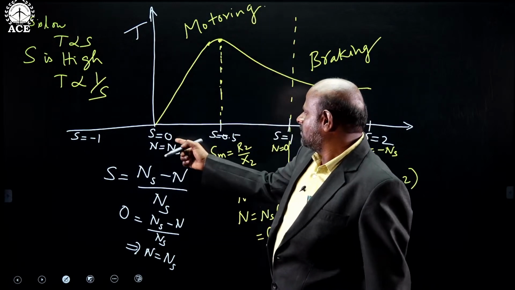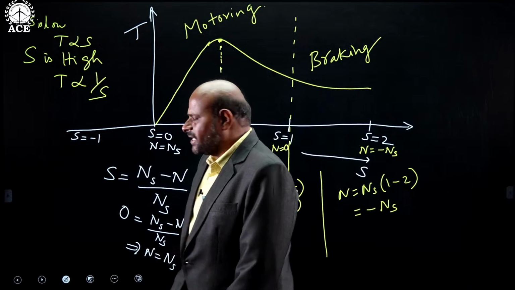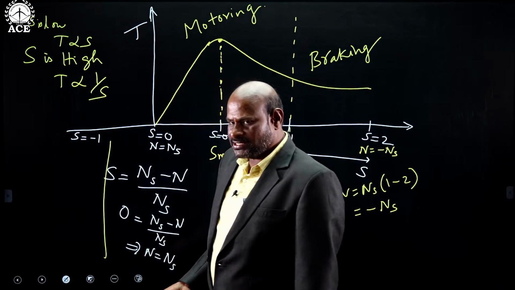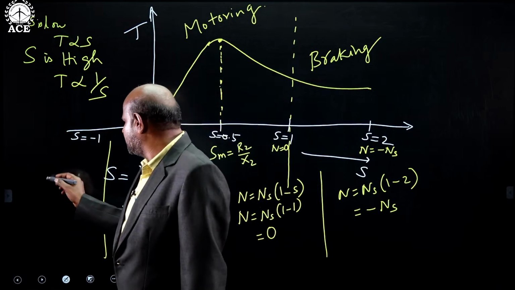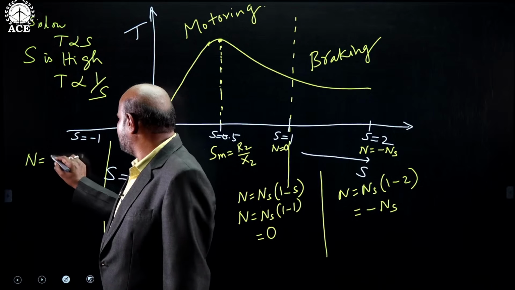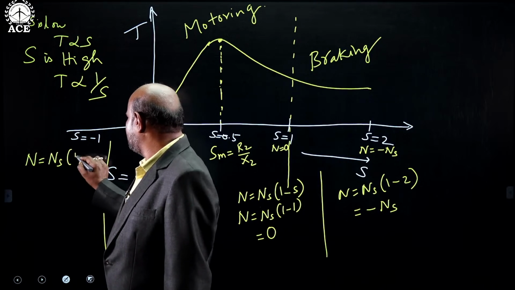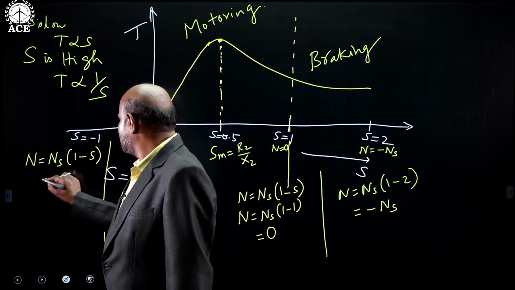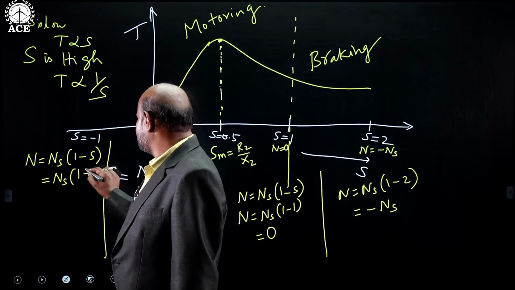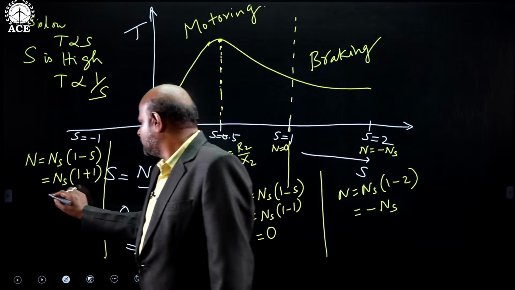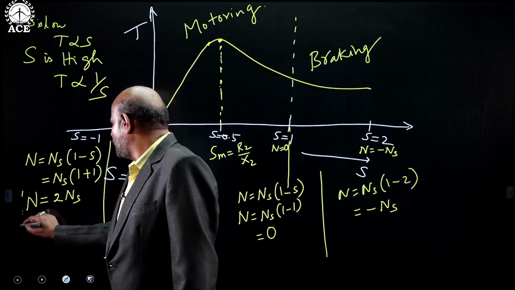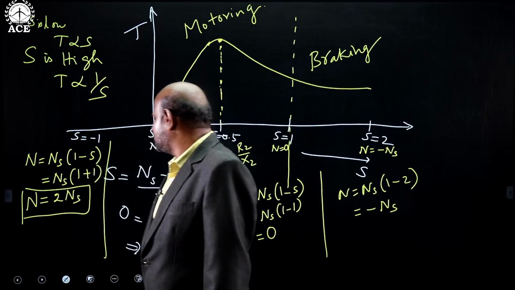Right. So when slip becomes negative, at the condition s is equal to minus 1, what could be the speed? Motor speed n is equal to ns into 1 minus s, which is ns into 1 minus of minus 1, that is 1 plus 1. So the motor speed will be double the synchronous speed.